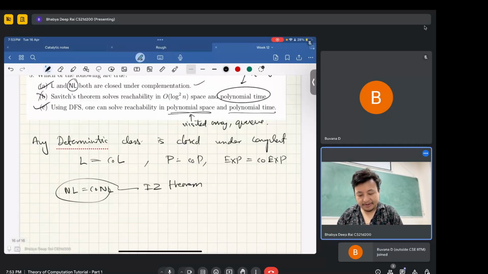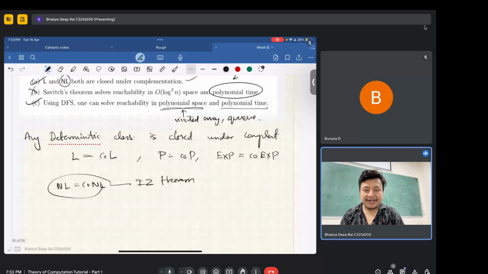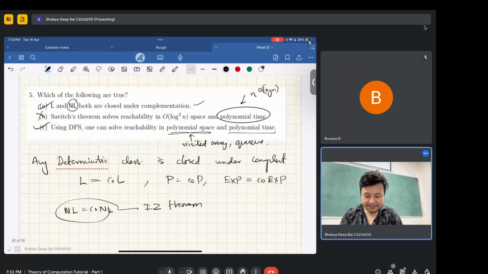This is an important part of space complexity: Savitch's theorem, and the trade-off between DFS and Savitch's theorem. Both solve reachability. Savitch's does better in terms of space, but worse in terms of time. DFS does better in terms of time, but worse in terms of space. Keep that in mind. And with that, I come to the end of this discussion.